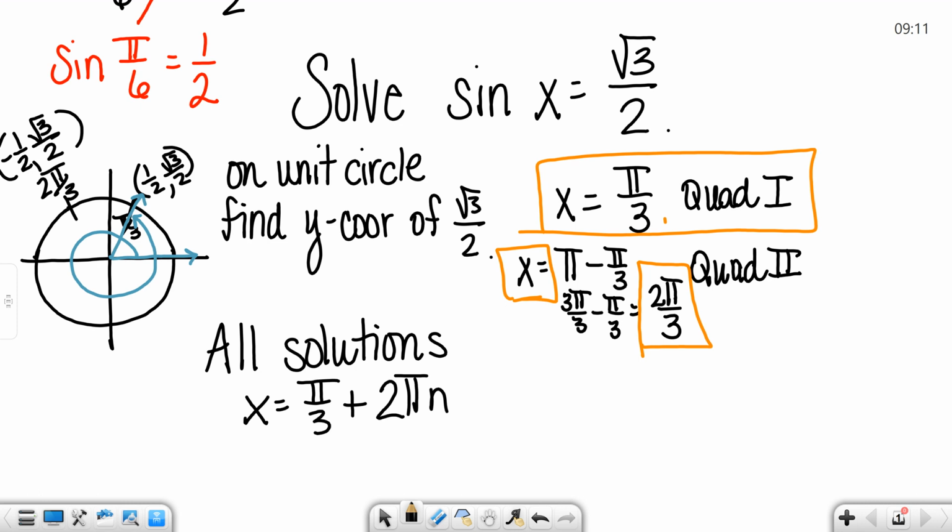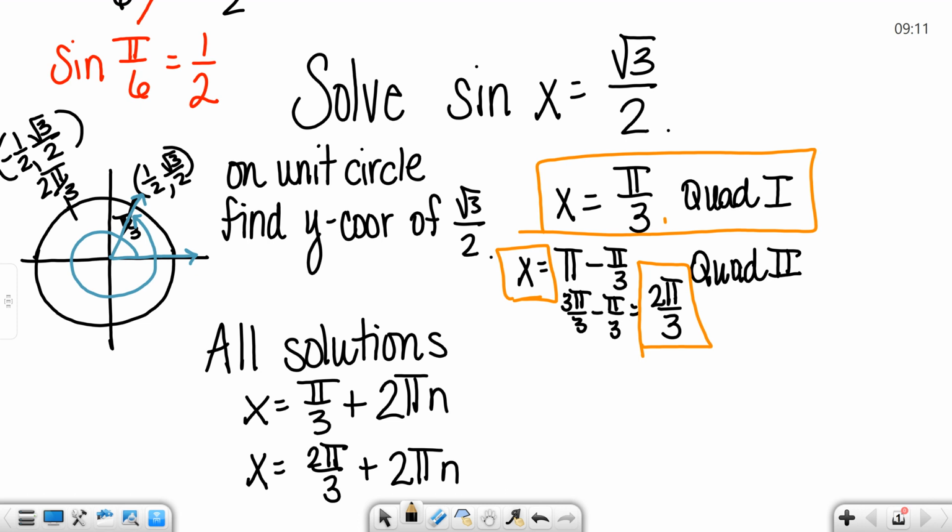Okay, if I went around the unit circle one time, then I would say 2 pi times 1. My n value would be 1. If I went around the unit circle twice, then my n value would be 2. So 2 pi times 2 means I go around the circle twice and end up at pi over 3. I do the same thing with the 2 pi over 3. We have to say I can go around the circle however many times.